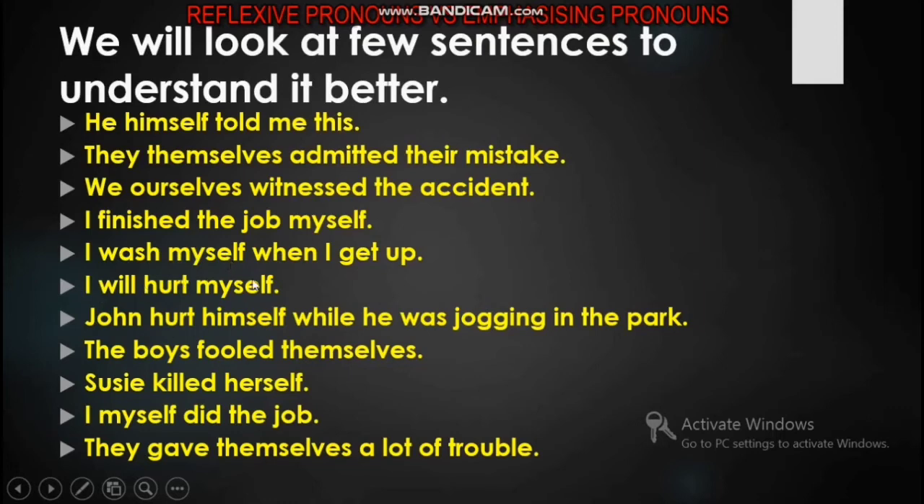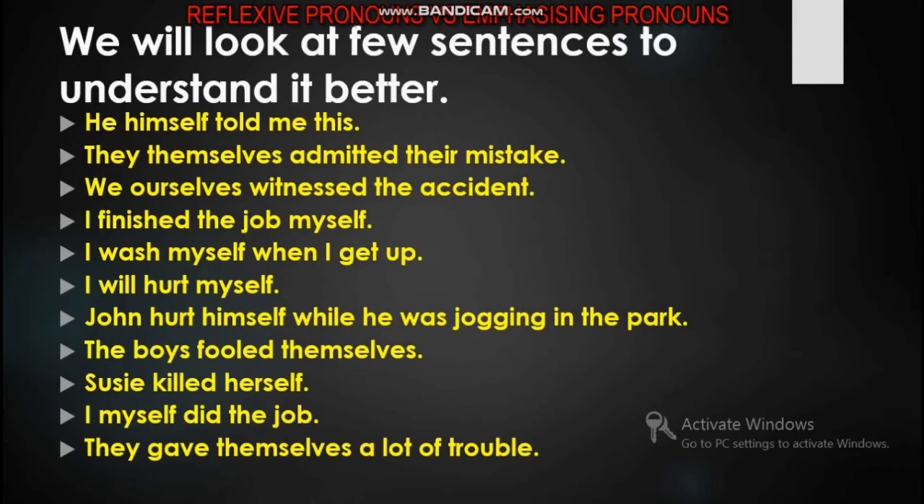I will hurt myself. Will hurt is a verb. Here I is a subject, myself is an object, and here it is receiving the action, but here the object and the subject or the doer are the same. So in this case also myself is a reflexive pronoun. John hurt himself while he was jogging in the park. So John is the subject, hurt is the verb, and himself is used as an object. Here it is receiving the action hurt and the same action is reflected back onto the subject. Here the subject is John. So himself is used as a reflexive pronoun.